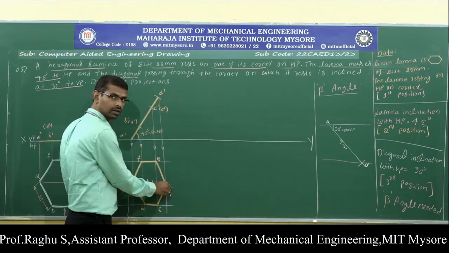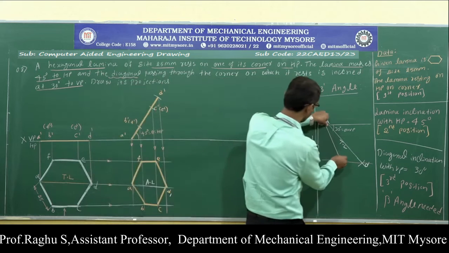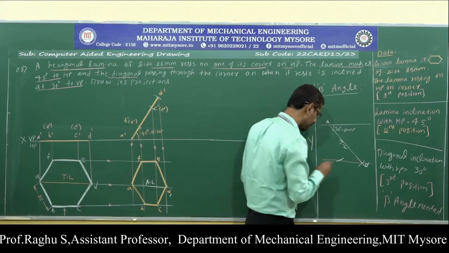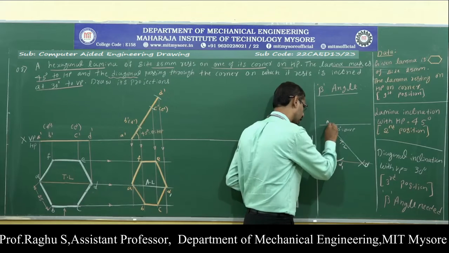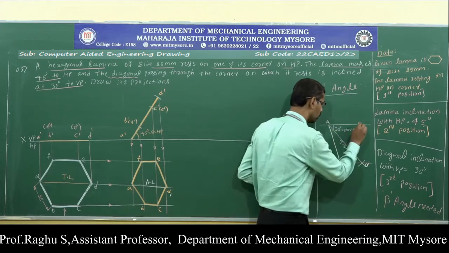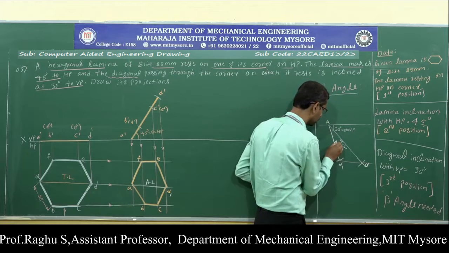Next, measure this length. Next, from point A, cut an arc. So this is AD1. Now connect A to D1. So if you measure, this is the apparent length.